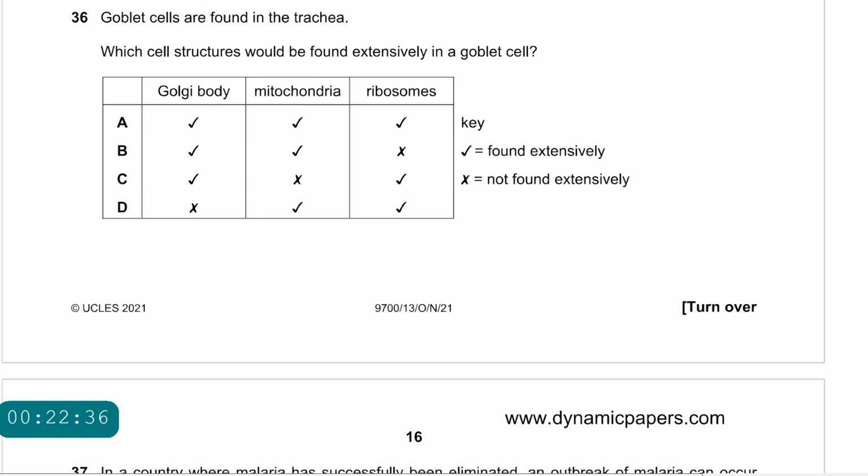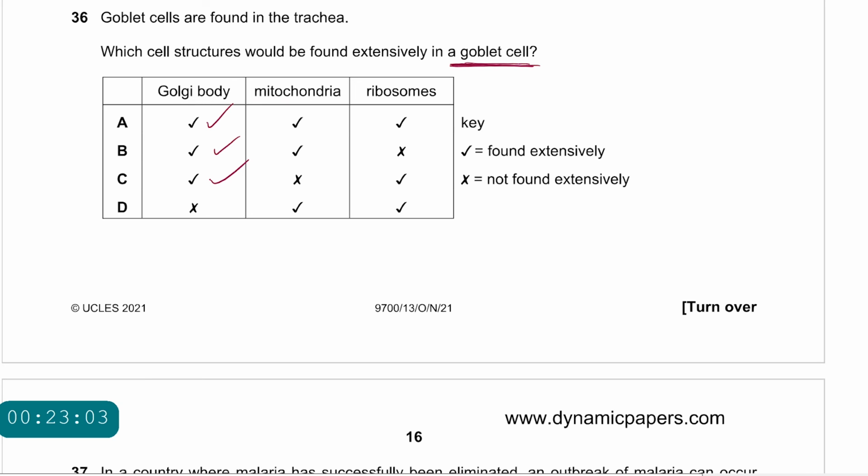36. Goblet cells are found in the trachea. Which cell structures would be found extensively in a goblet cell? So, as we know, goblet cells release a high proportion of mucus. Therefore, it's very normal to have Golgi body, because mucus is basically a glycoprotein, and Golgi body modifies protein by adding a glucose unit to it. So this is correct.